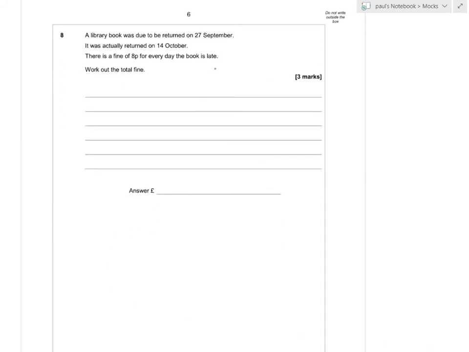Number 8. A library book was due to be returned on the 22nd of September. It was actually returned on the 14th of October. There is a fine of 8p for every day the book was late. Work out the total fine. So 30 days have September, so there would have been 8 days overdue in September.